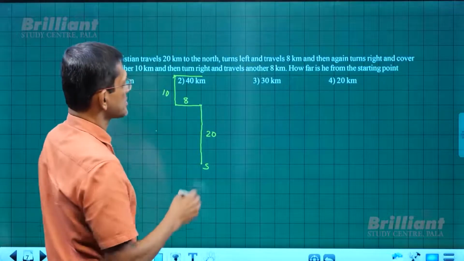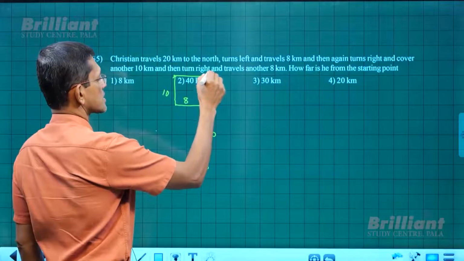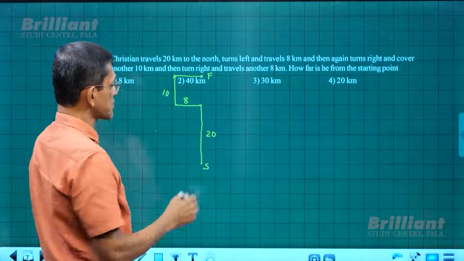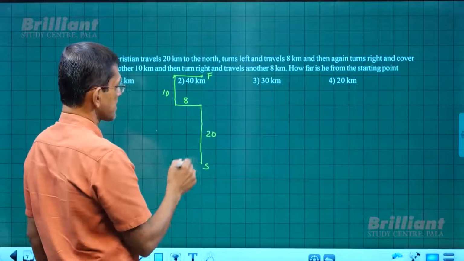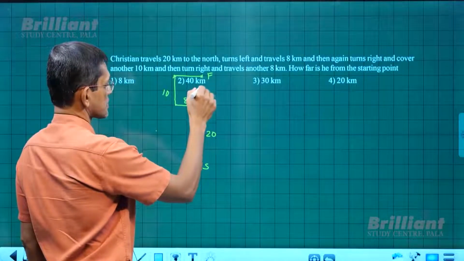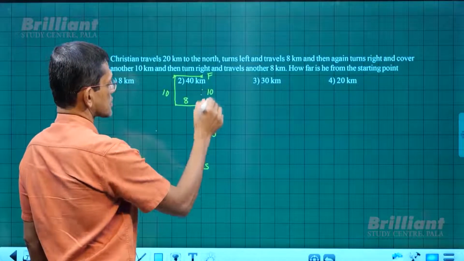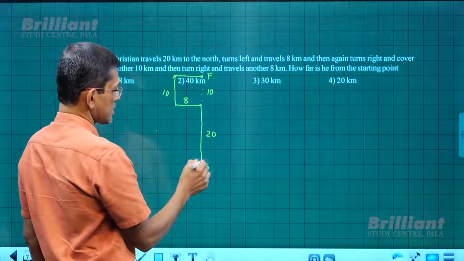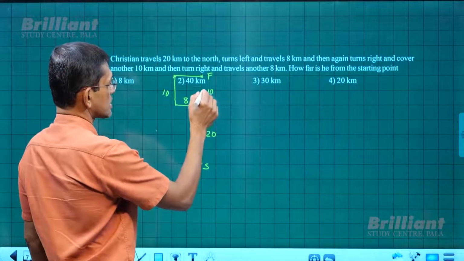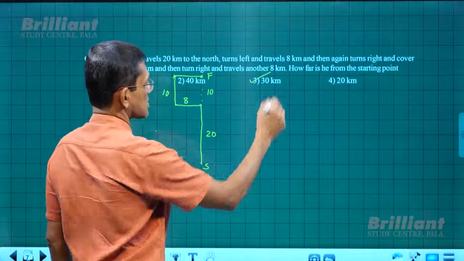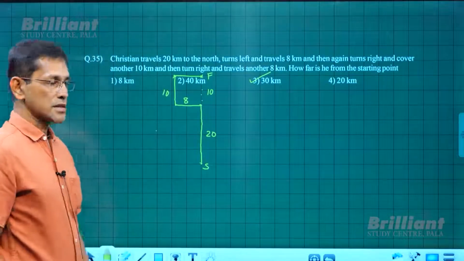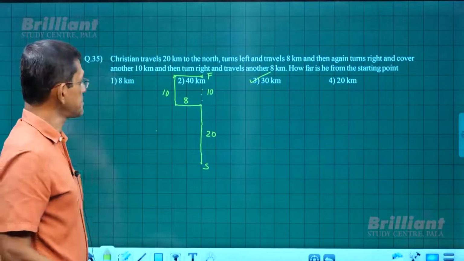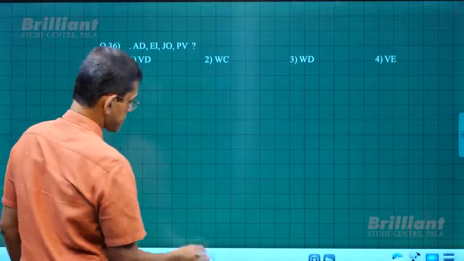How far is he from the starting point? So this is the final destination. How far is from the starting point? So from starting point, this is 20 and this part is 10. So this is 10 as well. So straight line distance. From here to here, it's 20. 20 plus 10, so that's 30. So 30 kilometers. So that's the answer. Simple question, straightforward question. Number 36.